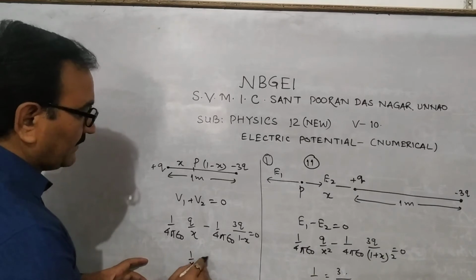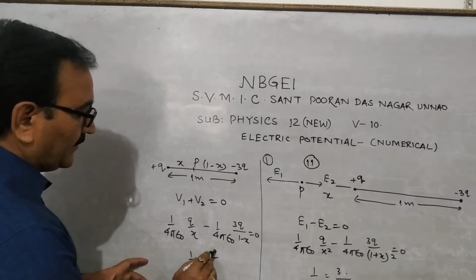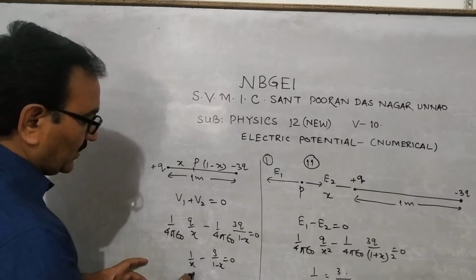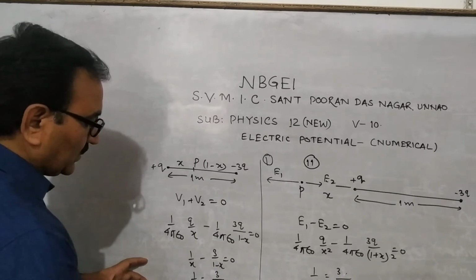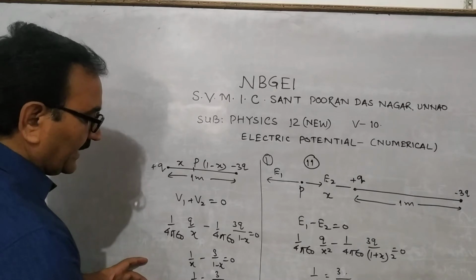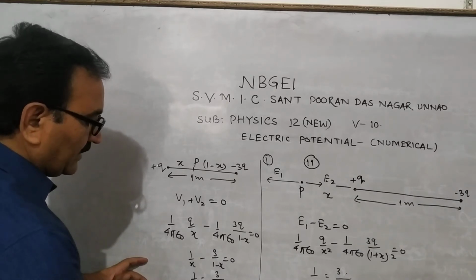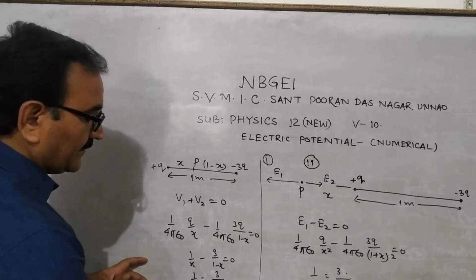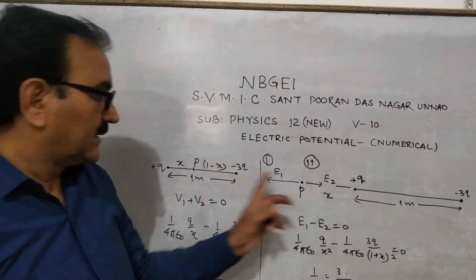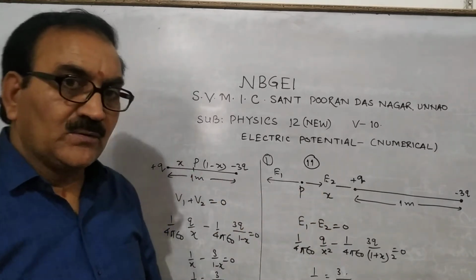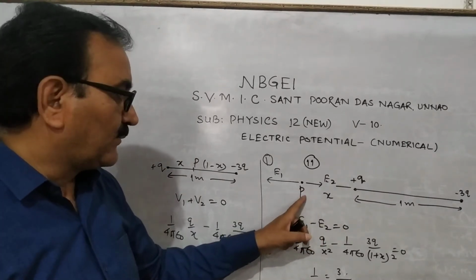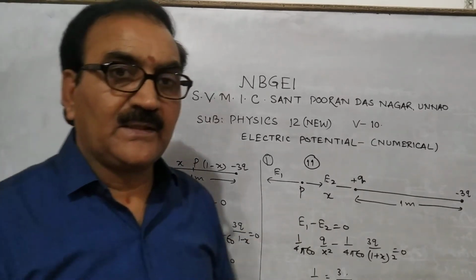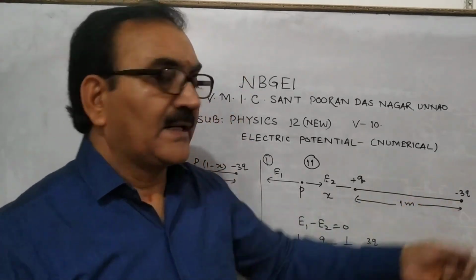So 1 upon x minus 3 upon 1 minus x is equal to 0, or 1 upon x is equal to 3 upon 1 minus x. So that is 3x is equal to 1 minus x. Now x is equal to 1 by 4, that is 0.25 meter. So this is the distance at which electric potential is 0, and after solving this you get the value of x, and this is the point P where intensity of electric field be 0 due to this arrangement of charges.